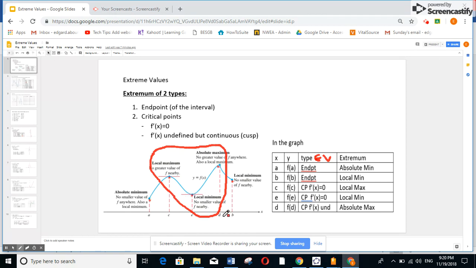And here at point D, it is the highest point. This is called the absolute max. It's a critical point because it's inside the boundary, but f prime of x is undefined because it's an angular point. Let us take another example with numerical values.